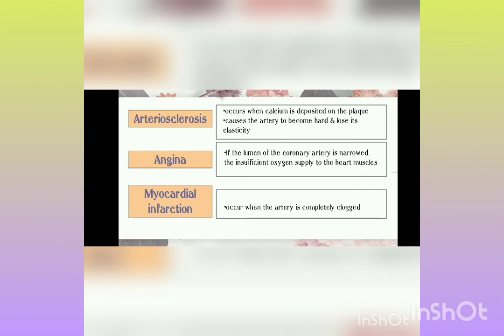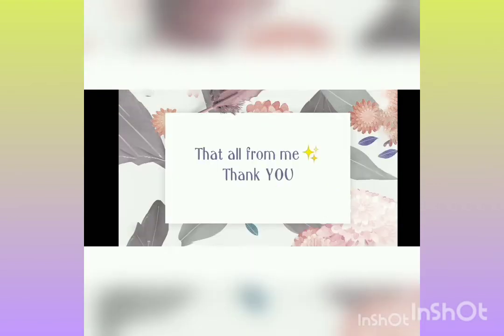Arteriosclerosis is the early stage of atherosclerosis. It occurs when calcium is deposited on the plaque and causes the artery to become hard and lose its elasticity. Apart from that, angina also will occur when the lumen of the coronary artery, which is the artery for the heart, is narrow. The insufficient oxygen supply to the heart muscle can cause severe chest pain. The last one is myocardial infarction, or we call heart attack, which will occur when the artery is completely clogged. That's all from me. Thank you.